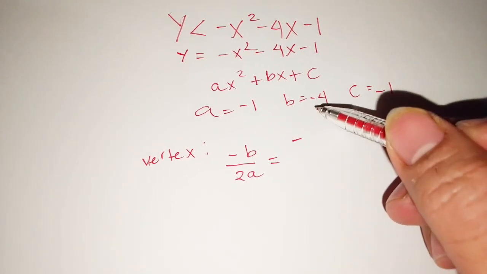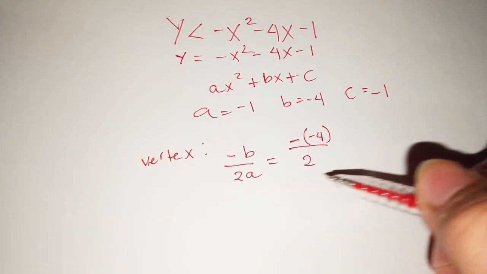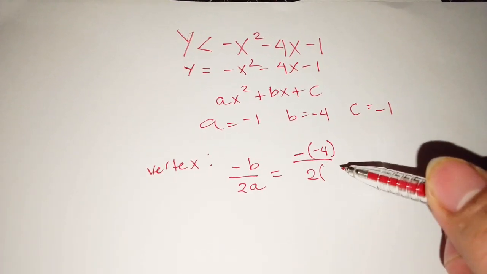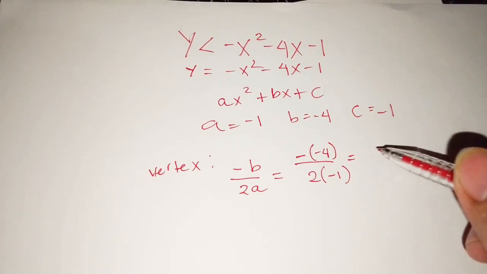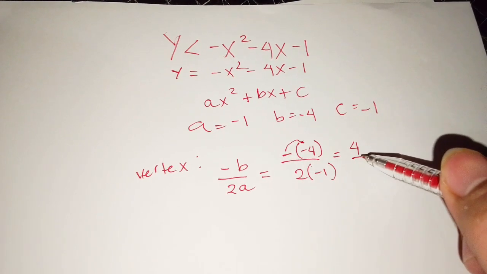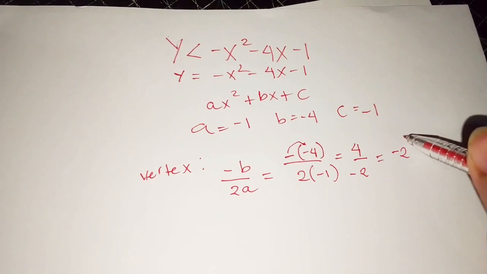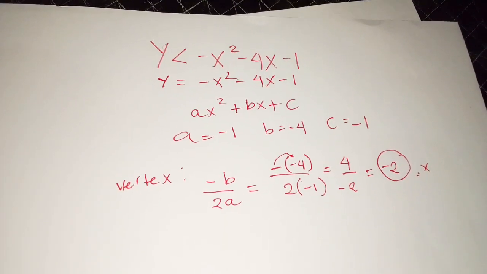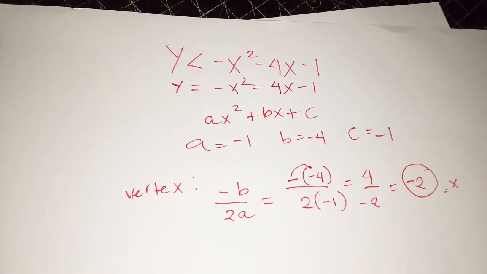The negative b is negative 4, but the sign of b is negative, so you copy: minus times negative 4, then 2 times a, where a is negative 1. Negative times negative is positive, then 2 times negative 1 is negative 2. Dividing positive by negative, the answer is negative 2. So your vertex x is negative 2. That's the x first.